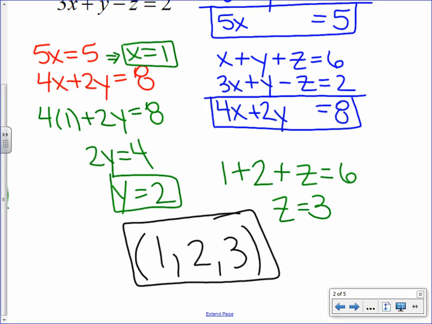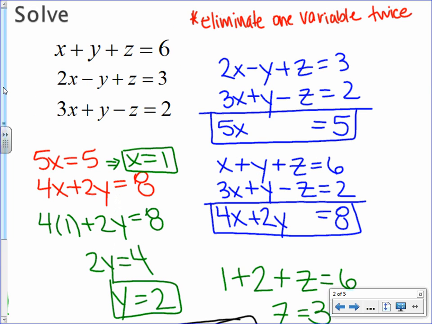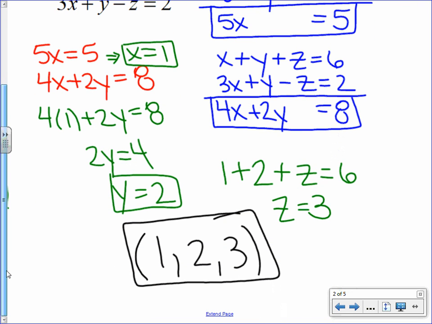Now we did a lot of work to get that answer, didn't we? You can know if you got the right answer or not. How do we know? We can plug it back in. So let's look. Is 1 plus 2 plus 3 equal to 6? Is 2 times 1 minus 2 plus 3 equal to 3? Excellent. Is 3 times 1 plus 2 minus 3 equal to 2? Excellent. Then we did it right. We have the right answer. This coordinate is where those three planes intersect.